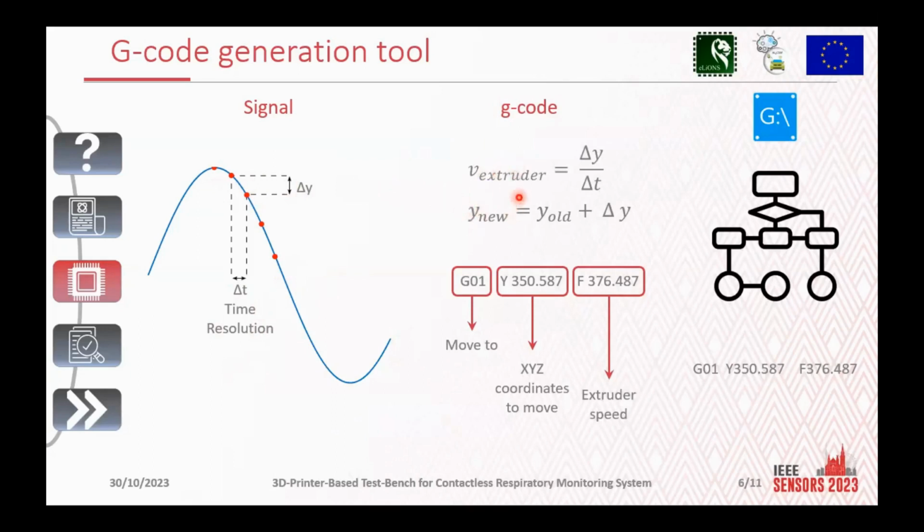These 2 numbers will be used to produce the G-code line, that is a command, so move to the X, Y, Z coordinates where the extruder has to move, and the speed at which it has to move. Of course, moving along the signal, we will have 1 line for each instruction. The complete set of G-code lines will reproduce our movement.